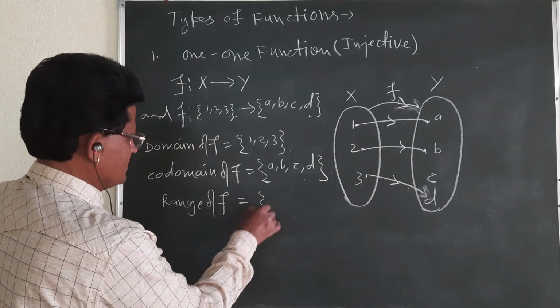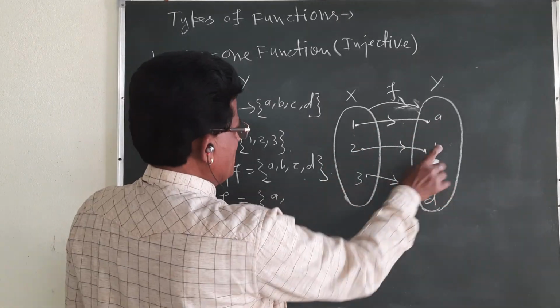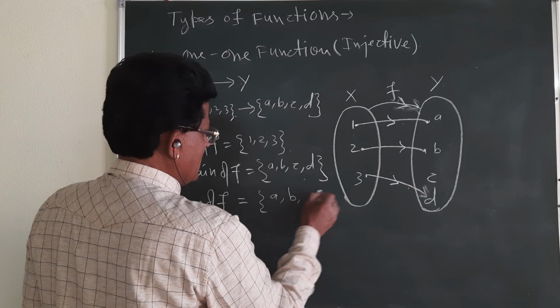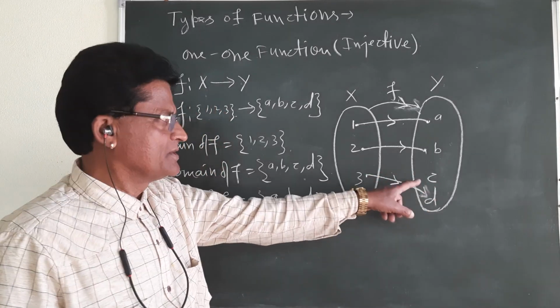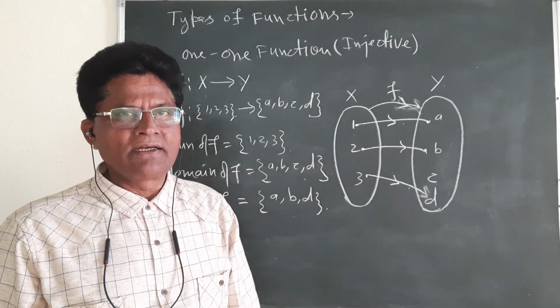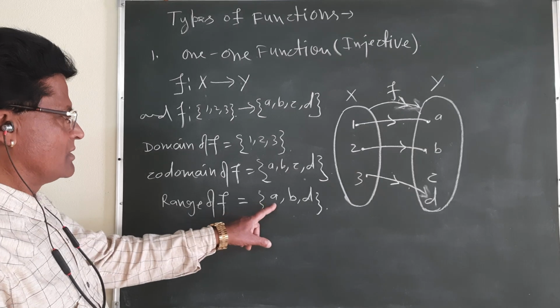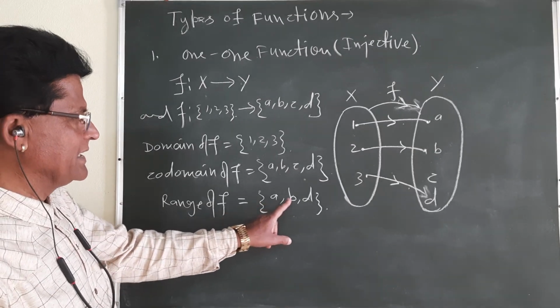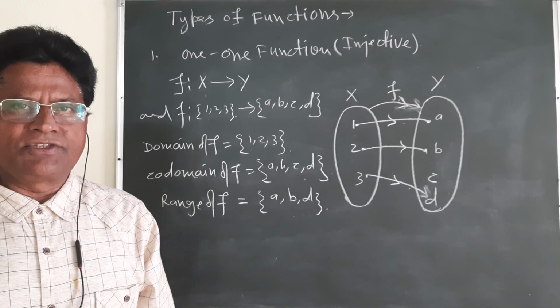Let me take this: only A, B and D. Try to understand. C does not have an image with the elements of X. That is why it will not come under the range. So the range will be equal to the elements A, B and D. That is known as the range.